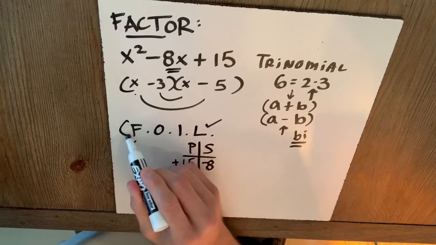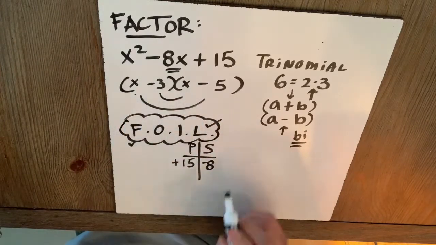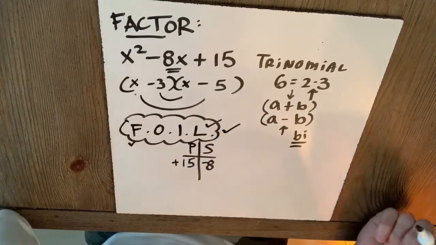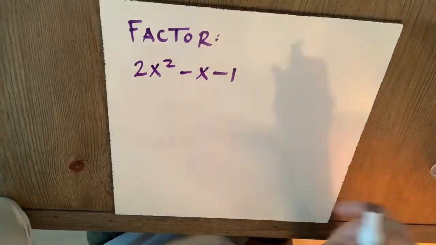So my point here is, don't walk away from something you factored. Multiply it out to make sure it works. You can always check your work. This one's a little bit more complicated to factor.